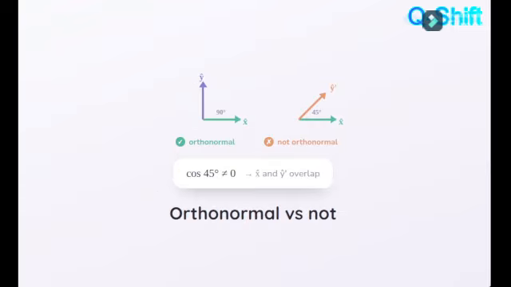Picture 2 candidate bases for the plane. On the left, x hat and y hat sit at 90 degrees, a clean orthonormal basis. On the right, x hat and a tilted y prime sit at only 45 degrees. Since the cosine of 45 degrees isn't 0, their inner product isn't 0, so they overlap. That basis is not orthonormal.